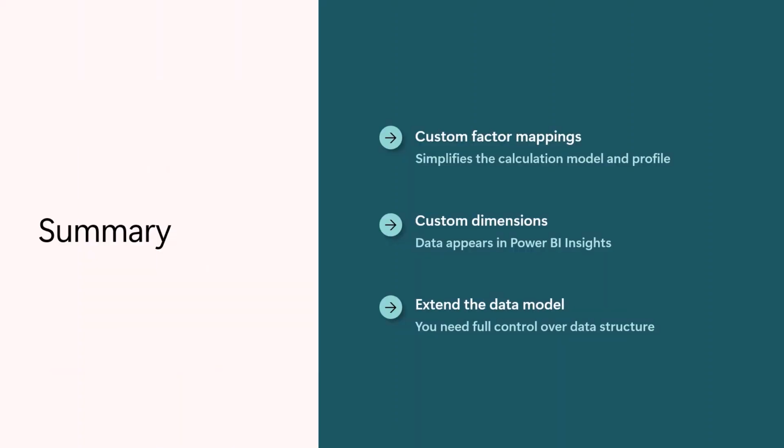In summary, custom factor mappings can help simplify your calculation models and calculation profiles by reducing the number of conditional branches and allowing the tool to pivot the calculation upon your reference data. Leverage custom dimensions when you need your custom data points to appear in the standard Power BI Insights dashboards. And extend the data model when you need full control over your data structure, require complex calculations, and enhanced external reporting capabilities. Choosing the option that best fits your sustainability goals and technical expertise will help you create more accurate and detailed sustainability reports that reflect the unique aspects of your business operations.